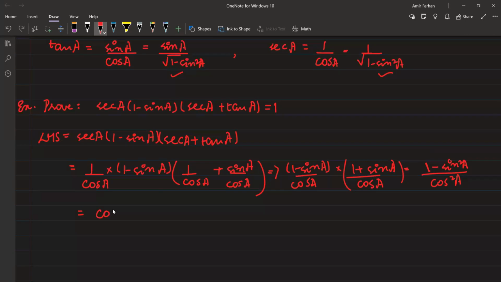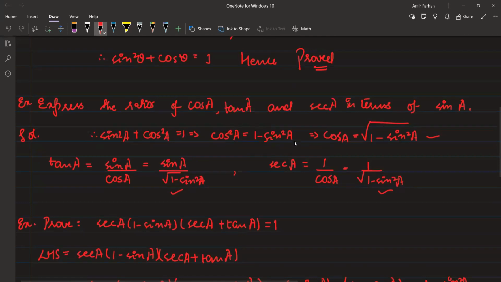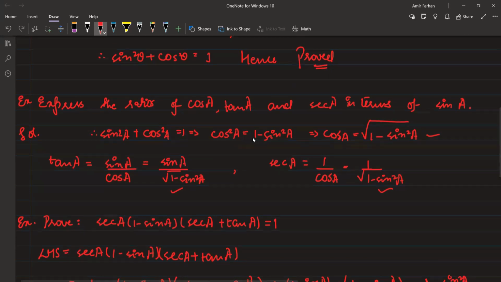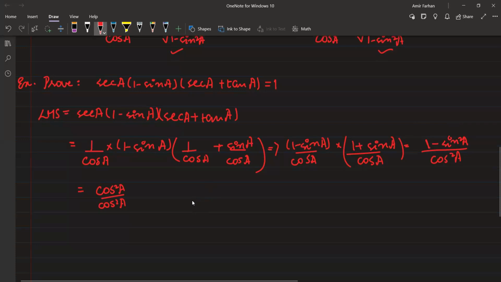Isn't it cos square A, Adil? We have just used this identity. We have just shifted the sine squared to the right hand side. It would become 1 minus sine square equals cos square. So we have just put the value here. So it is equal to 1, yes or no? So LHS equals RHS. Hence proved.